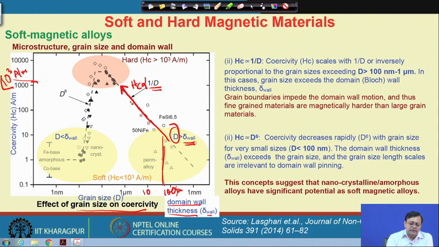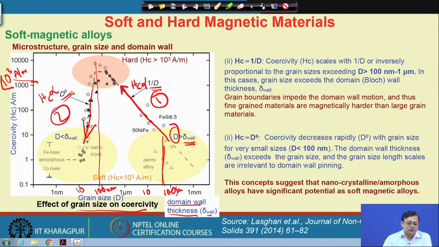So, there are two types of trend one can notice: type 1 trend and type 2 trend. In the type 2 trend, below a certain grain size, which is somewhere in the scale of, let us say, this is 10 nanometer and this is 100 nanometer, below the 100 nanometer scale the coercivity decreases further and scales basically with d to the power 6. So, the smaller the grain size, the lower the coercivity value.